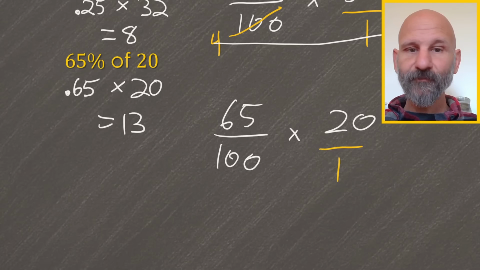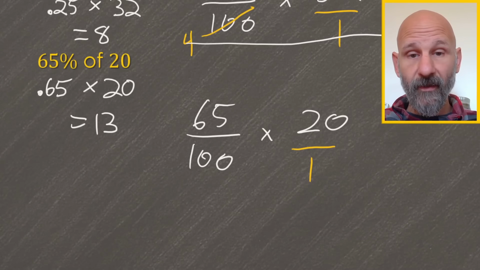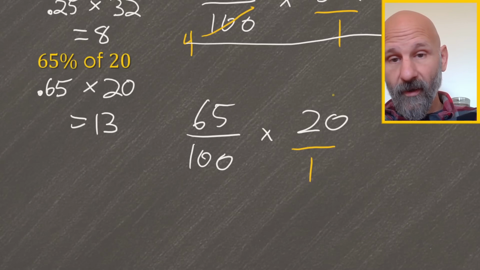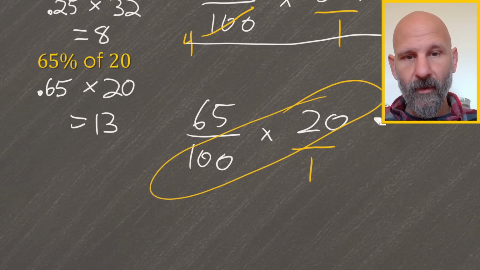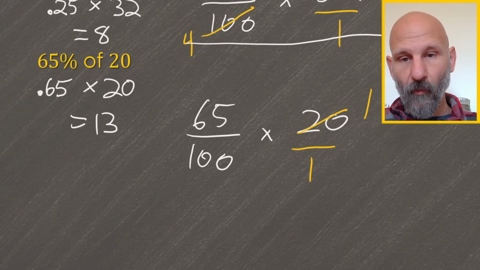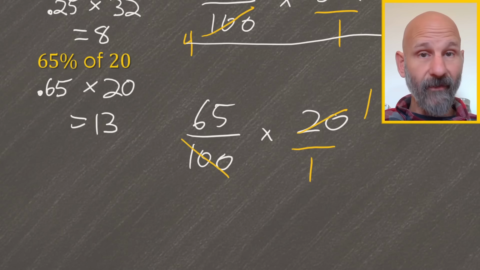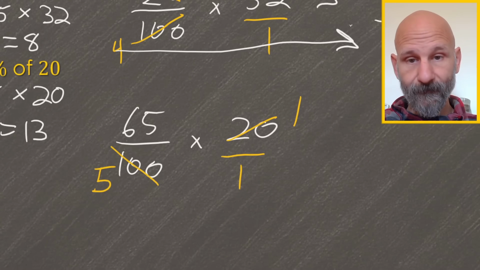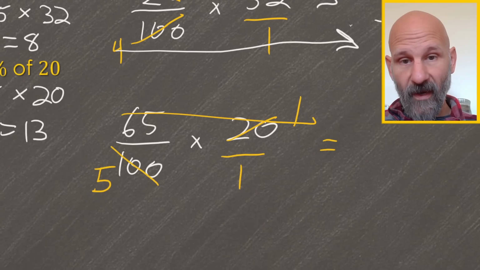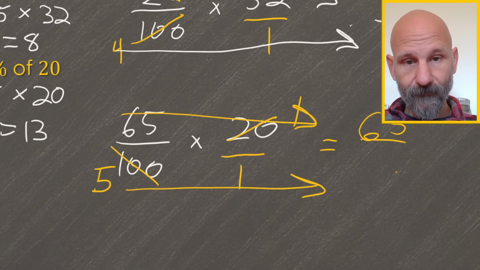65 and 100. The other thing you can do too on this one, it might actually be quicker, is to do cross canceling. So in this case here, I can look this direction for my cross canceling. Oh, 20 and 100. Well, 20 divides both. So 20 divided by 20, that leaves us with a 1. 100 divided by 20, that's going to leave us with 5. So now when I multiply straight across, I have 65 times 1 over 5 times 1.